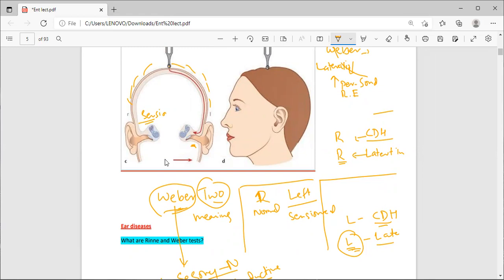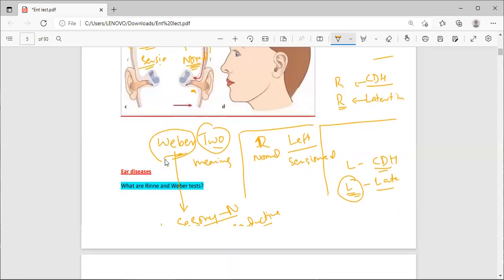Suppose this one is having sensorineural deafness and this one is normal. So wherever there is less sound perceived, that will be the sensorineural hearing loss. Whenever you see increased intensity of sound, you will say that this ear is normal.